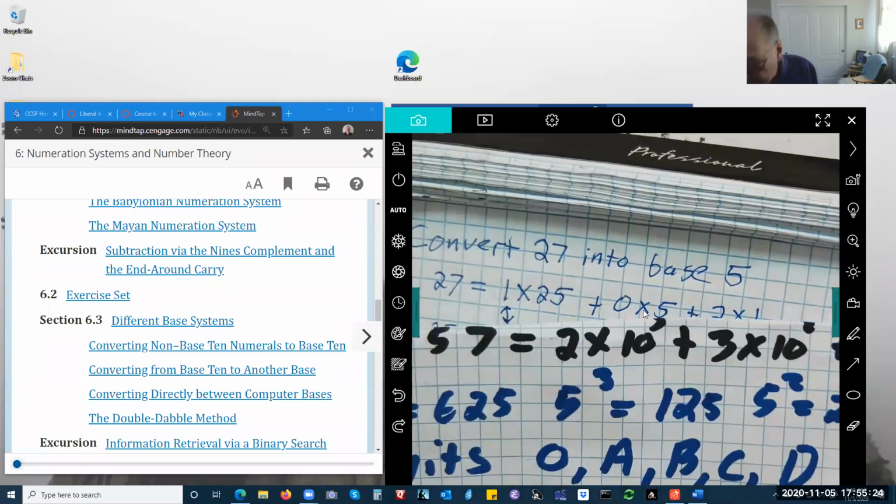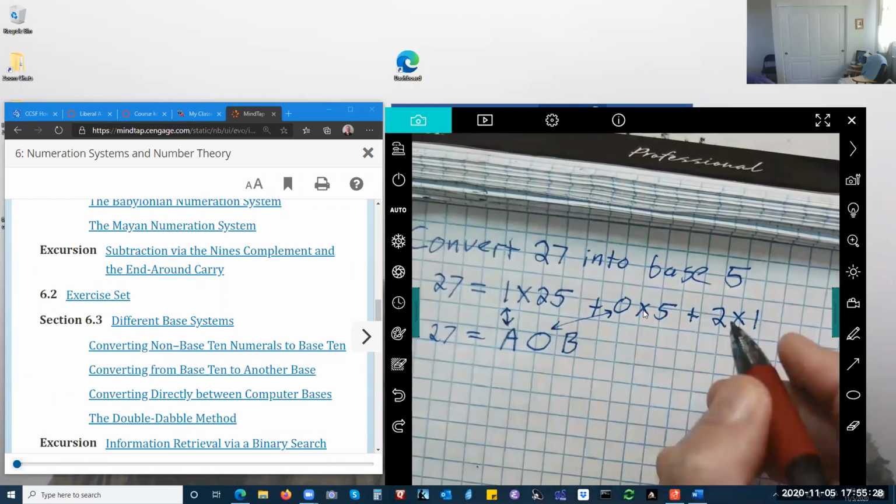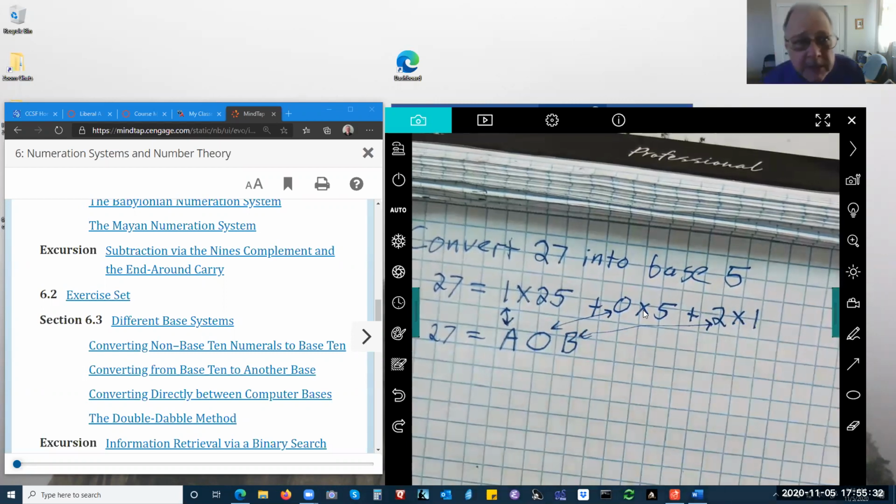Okay, 1 is A and 0 is 0. And 2 is B. All right. So 27 in base 10 would be A0B in base 5.